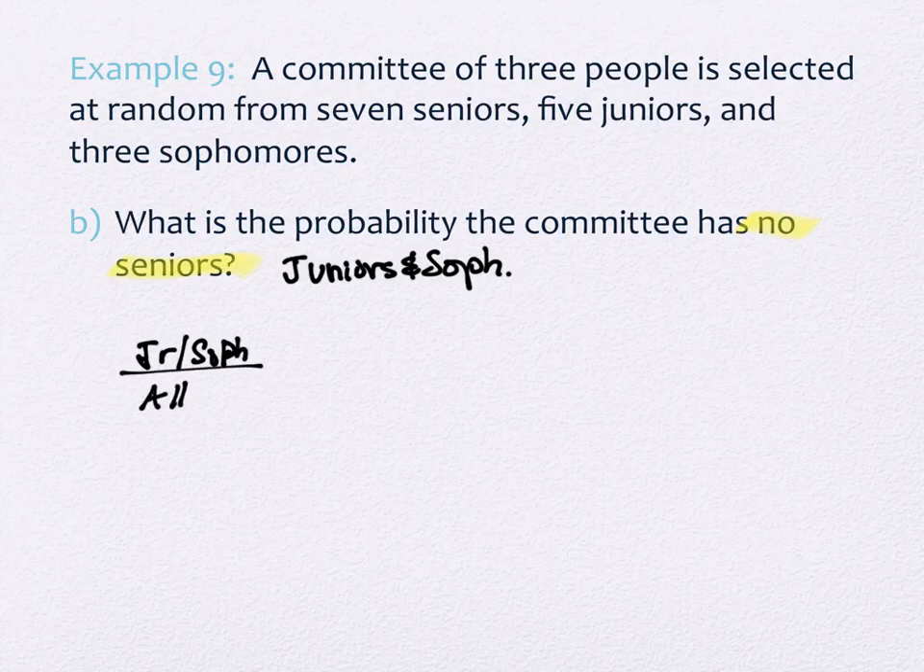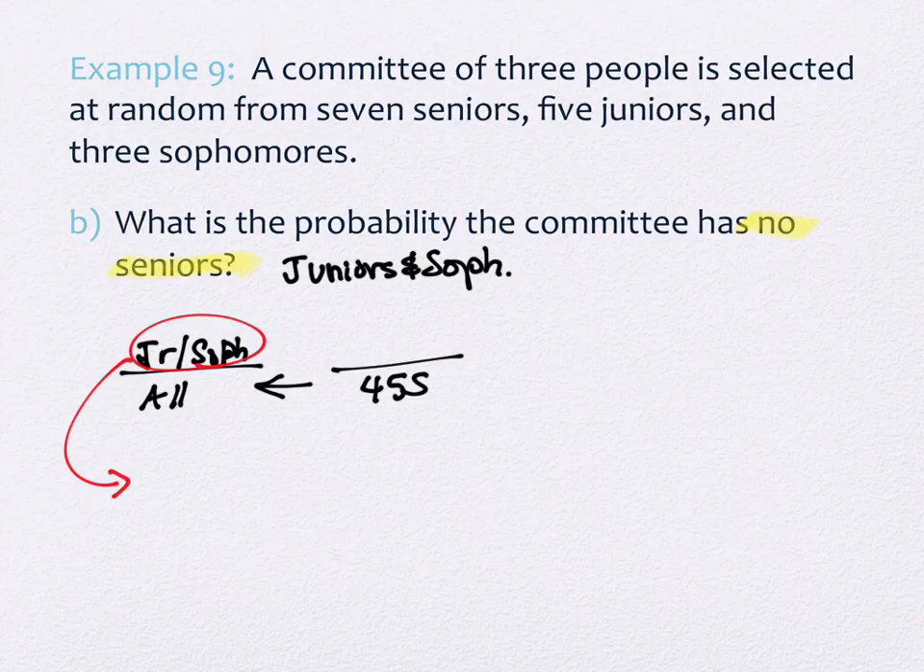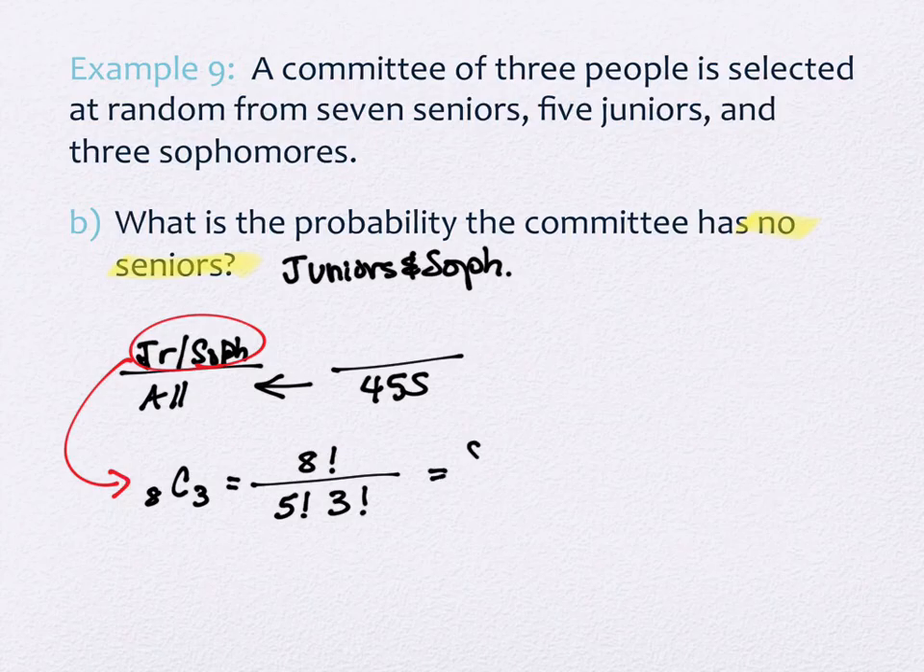And I already did the denominator, right? I already know the all. It was 455. I don't need to do that again. I just need the top part now. So how many juniors and or sophomores are there? 8. There are 8, and I need 3 of them on committee. So I have 8 on top. How many are not chosen? 5. How many are chosen? 3. So this is 8, 7, 6, 5 factorial over 5 factorial, and then 3, 2, and 1.